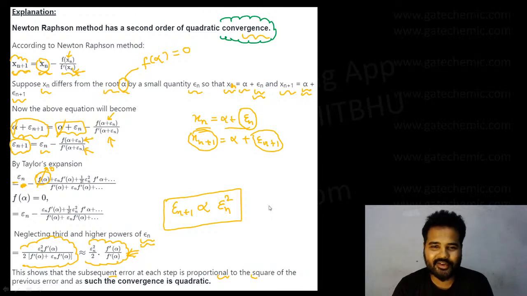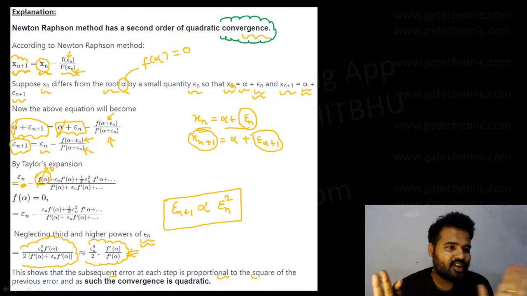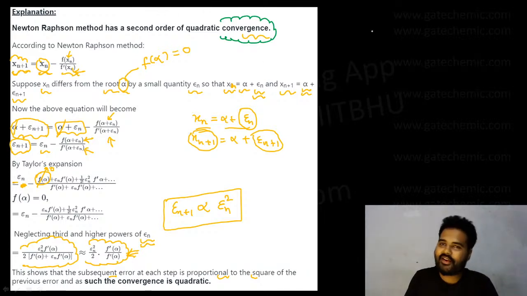Very good, Rishikesh. Very good. No doubts. So your Newton-Raphson method is now completed.